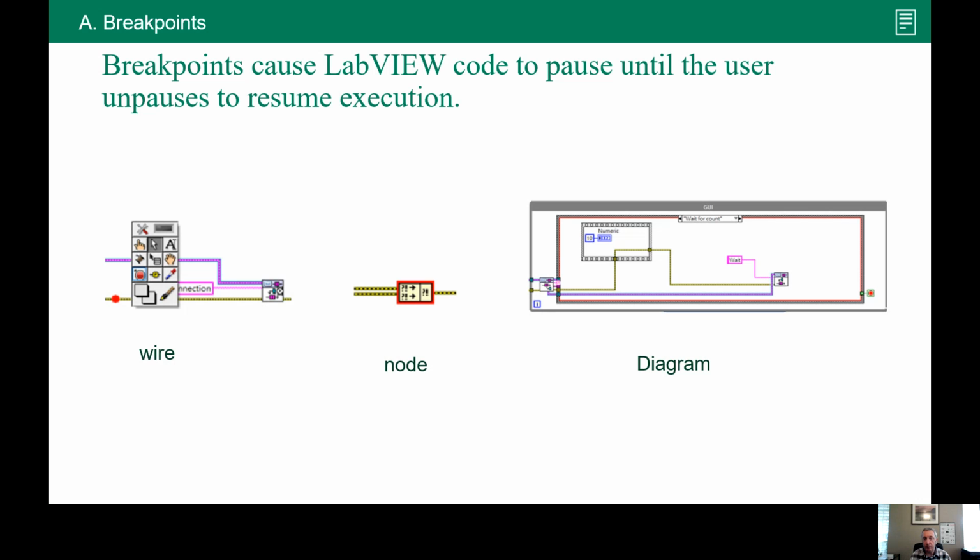But if you didn't know, you can also set breakpoints on nodes themselves and on diagrams. And so when you set a breakpoint on a node, your LabVIEW execution is going to pause once every wire has completed execution going to that node. If you set a breakpoint on a diagram, LabVIEW is going to pause before anything on that block diagram executes. But most of the time, we're setting breakpoints on wires.